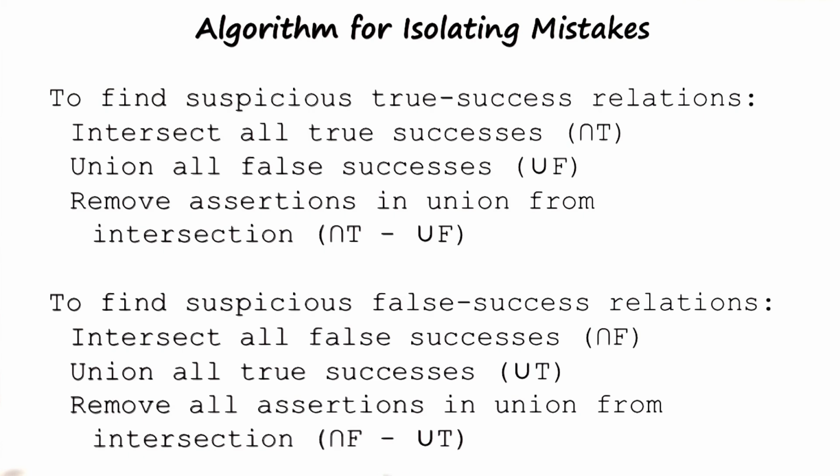So to put that differently, start off by gathering together anything that's ever present in a false success. Then gather together everything that's true for every single true success. Remove the things that are true for every true success from the things that are ever true for any false success. In that way, we get a list of only the things that are true for some false successes.